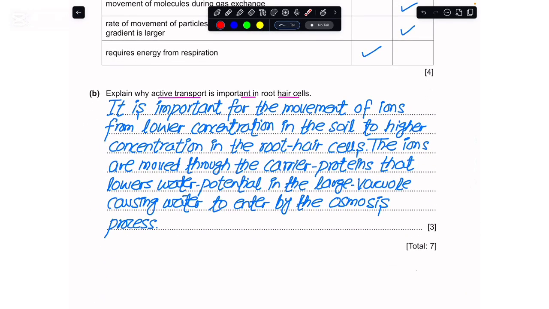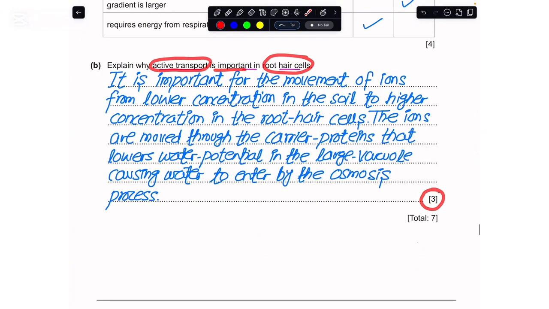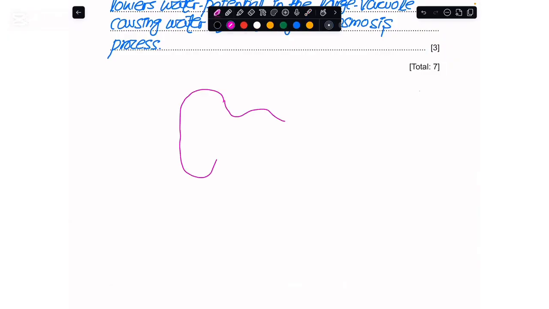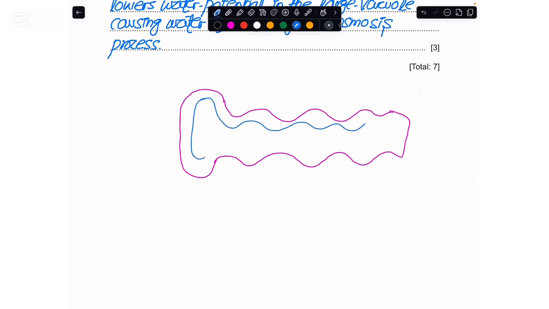Now, here they ask for a total of 3 marks where we need to explain why active transport is important in the root hair cells. If I were to explain this with the help of the diagram, what we know is that the root hair cells have two important functions to render. One is the movement of the ions, and the other is the movement of the water molecules. And at the center of these root hair cells, we have the large vacuole.